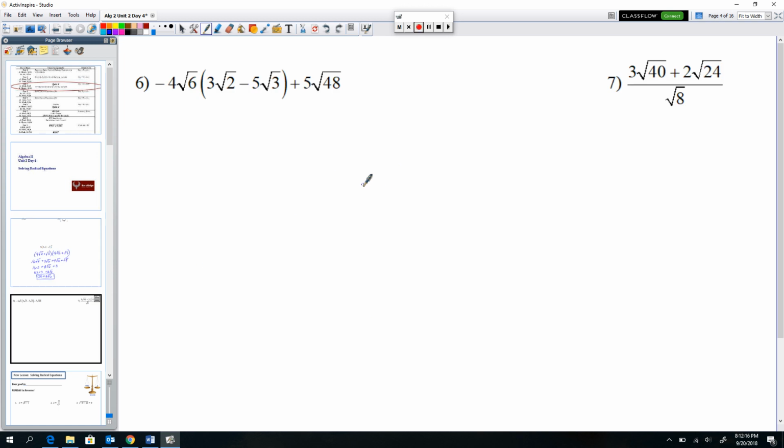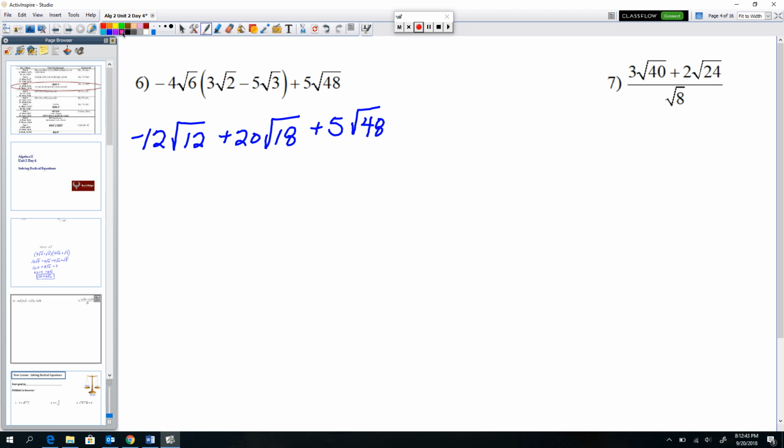Alright, last couple of problems on the warm-up. I have to distribute this into here, and then I have to see what I can combine or if there's anything else I need to break out. So let's go ahead and distribute. So negative 12 times the square root of 12 plus 20 times the square root of 18. That's my distribution step. And then this mess of a thing, 5 times the square root of 48, is sitting out here.